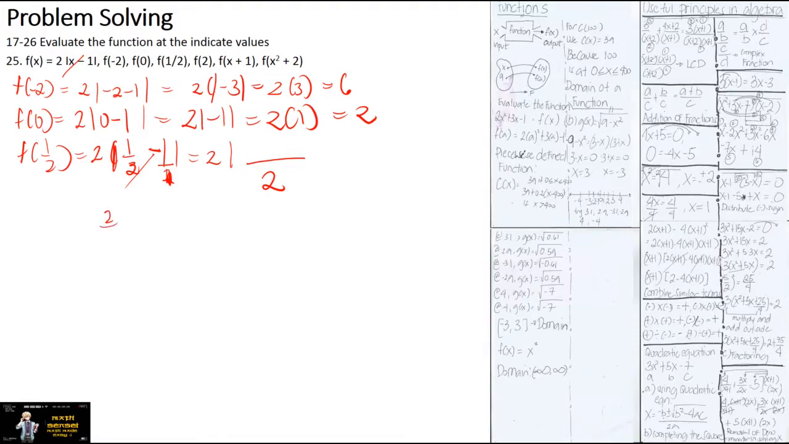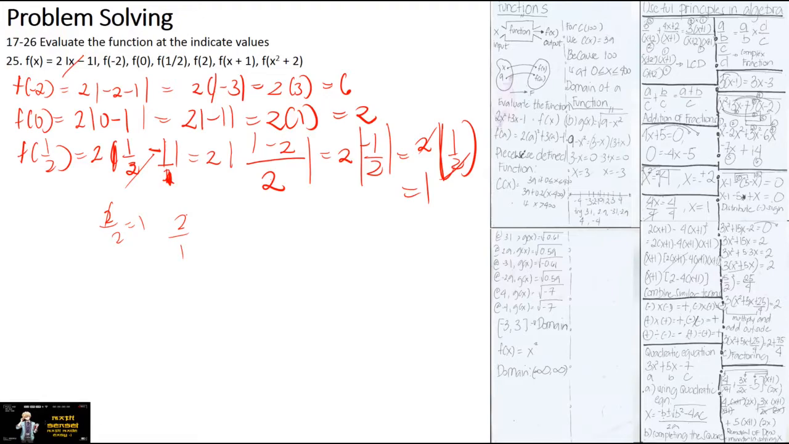2 divided by this 2 is 1. 1 times 1, 1. 2 divided by this denominator, that's 2. 2 times 1, 2. So that is 2. Negative 1 minus 2, negative 1. So since it's an absolute value, that will be positive, which is equal to 1.